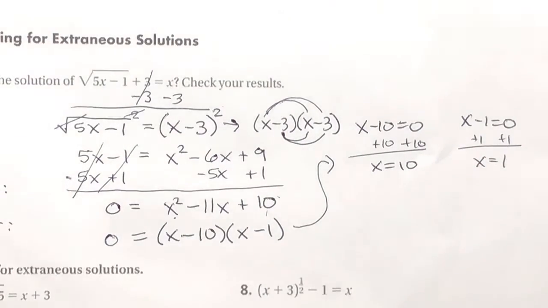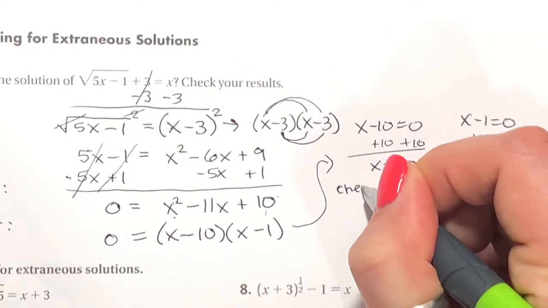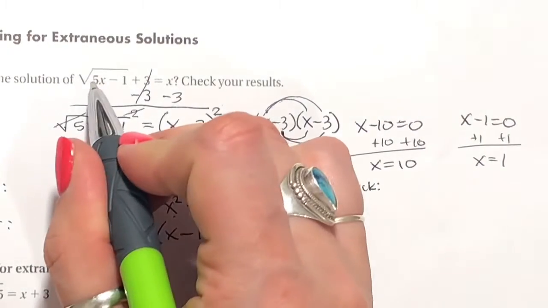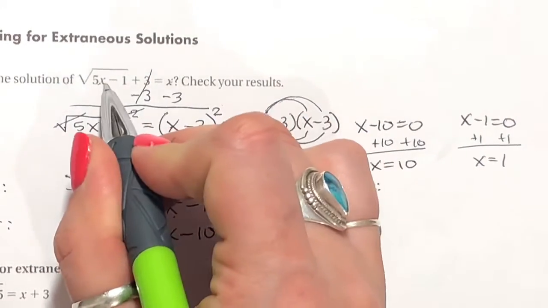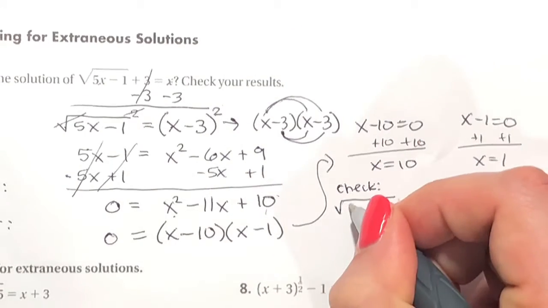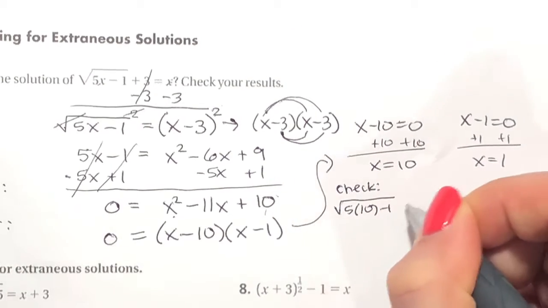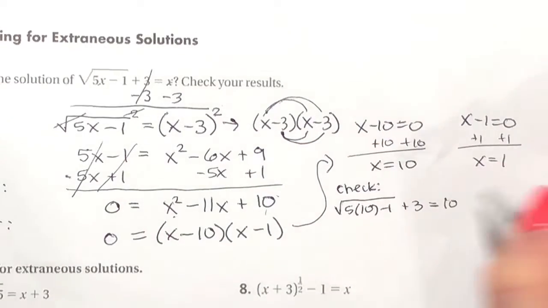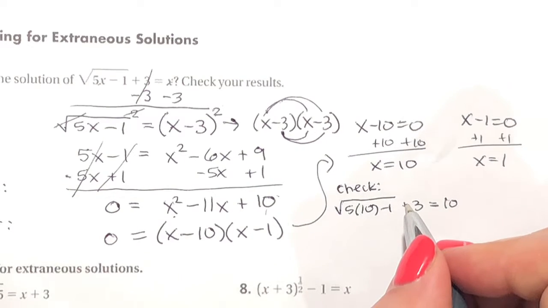But remember, some of these can be extraneous, and I will give you a little tip that usually if you have two answers, there's probably a pretty good chance one of them's extraneous and it doesn't actually work. So definitely check your answers when you have two of them. So let's plug them in really quick and do our check. If I plug 10 in for x, remember I have two x's, I need to plug it in for both. I'm going to get 5 times 10 minus 1 plus 3 equals x again, so I need another 10 right there. So we need this side to equal 10.